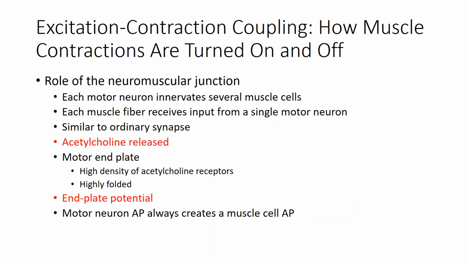Can someone tell me the difference between a nicotinic and a muscarinic receptor? Anyone? What's the difference? Nicotinic are ionotropic receptors, and muscarinic are metabotropic. Yeah, perfect, thank you. So nicotinic are ionotropic.